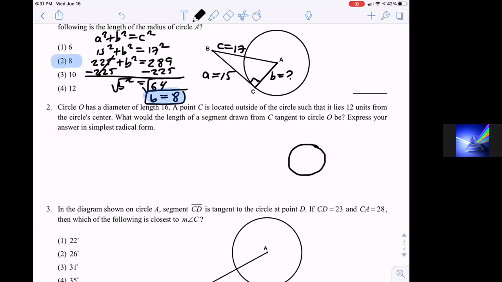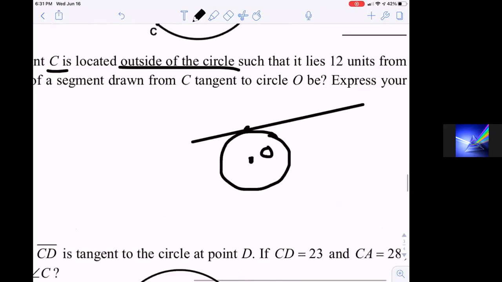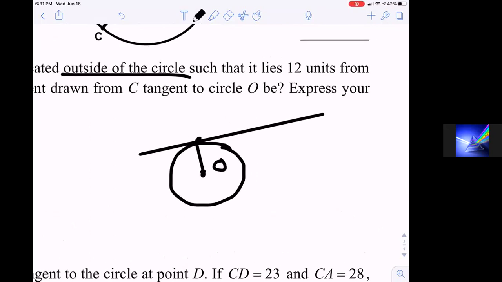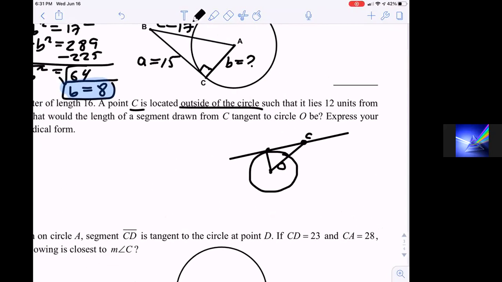So we've got circle O. You've got a tangent line. So I'll just draw a tangent line like this. And there's a point C located outside the circle. So when we say outside the circle, you know that the radius is the distance to the edge of the circle. So outside the circle must mean something like this. So point C is just out here somewhere.